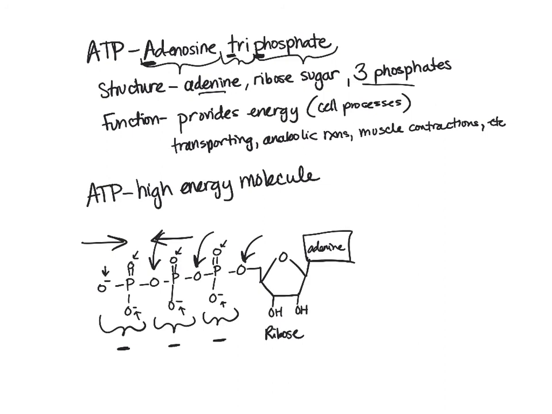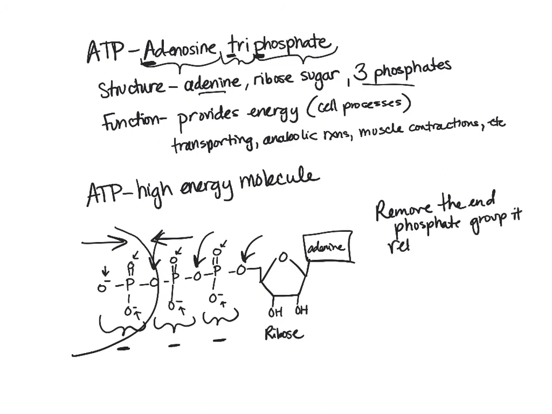And then once we go in and we remove a phosphate group, what we end up doing is cutting off a phosphate group that releases a lot of energy. So when we remove the end phosphate group, it releases a lot of energy, because it's been stored up in there as potential energy.